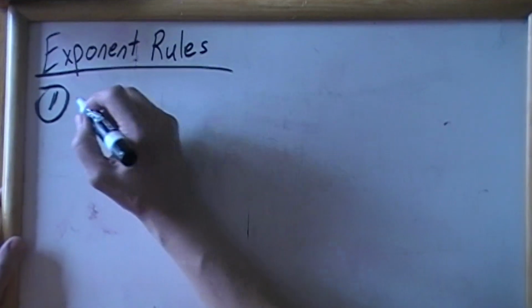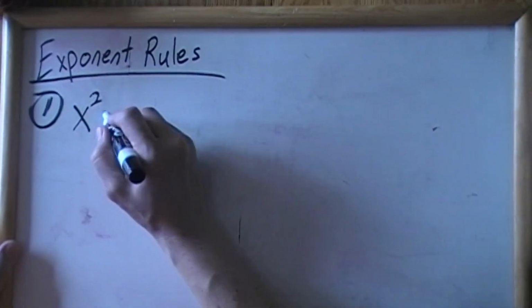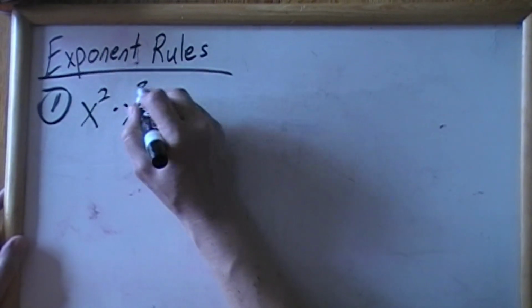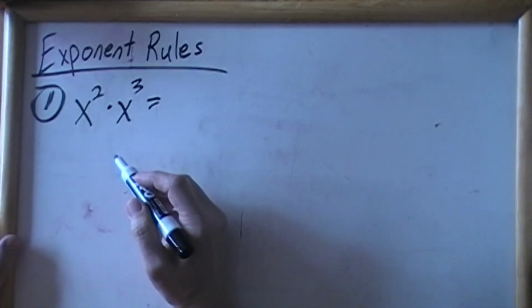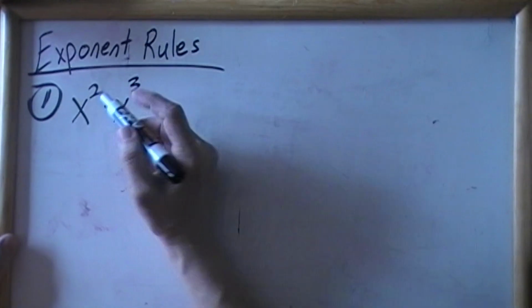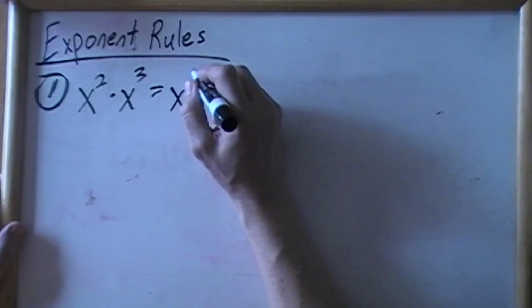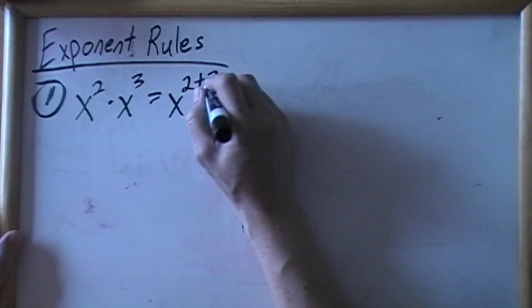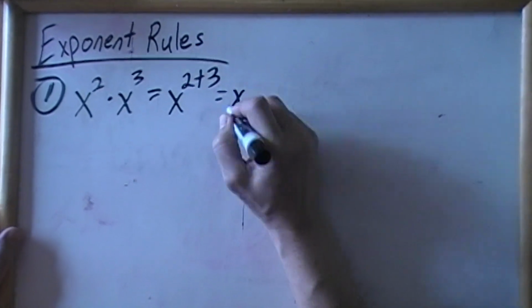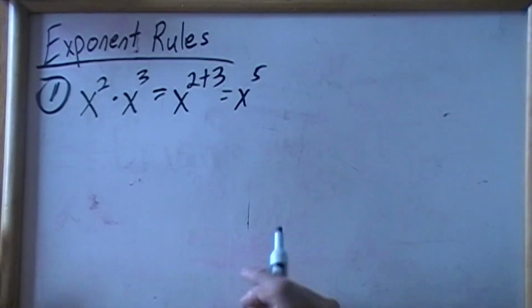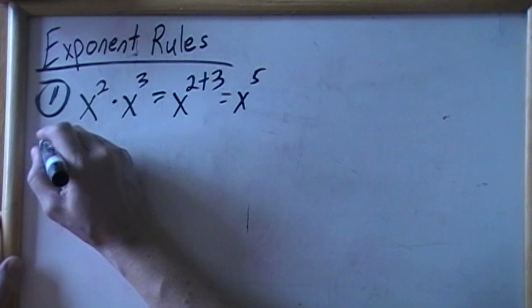First, let's explore the impact exponents are making on numbers. Okay, first off, we have x squared times x cubed, and these aren't multiplying, they're adding to get x to the 2 plus 3, which gives you x to the 5th power. Wow, man, these exponents are crazy.